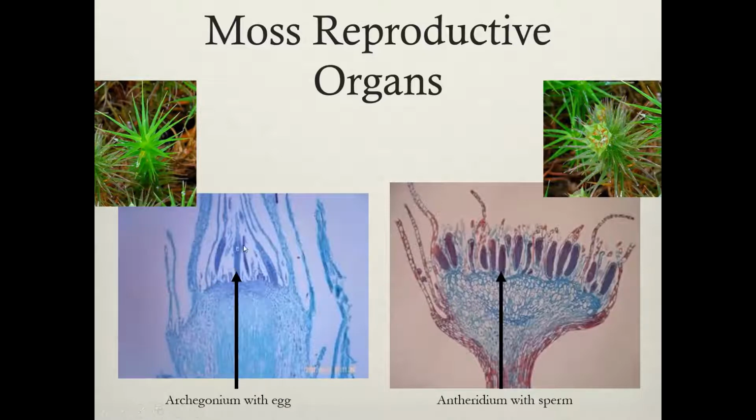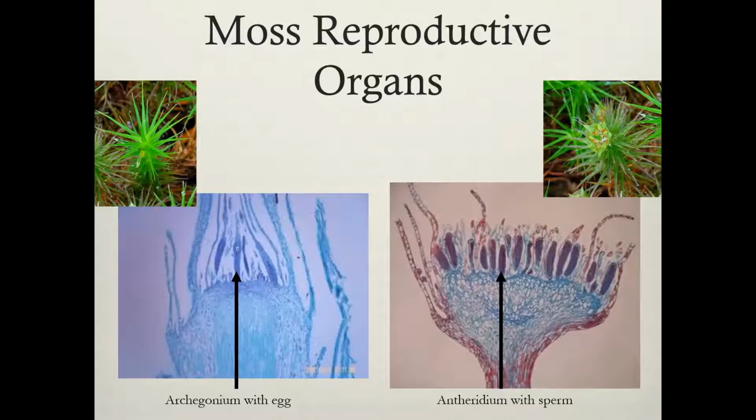Now remember, Archegonium is 1N because it's part of the gametophyte, which is 1N. And then you're going to have your egg. Here's your egg right here. That is also 1N. Looking at the cross section of the male gametophyte, you're going to see your antheridium, which is these tissues right here. And these are going to produce sperm.